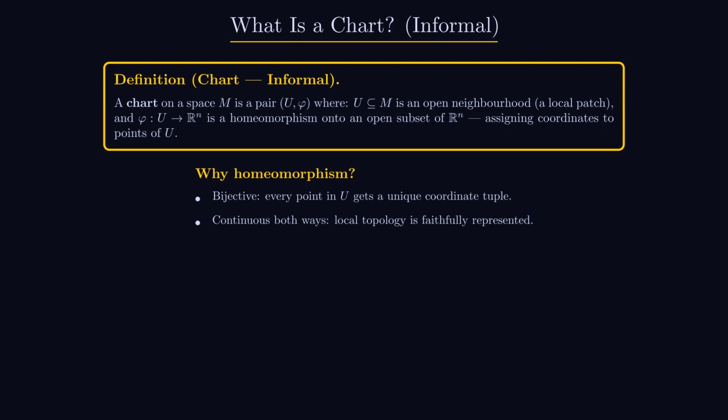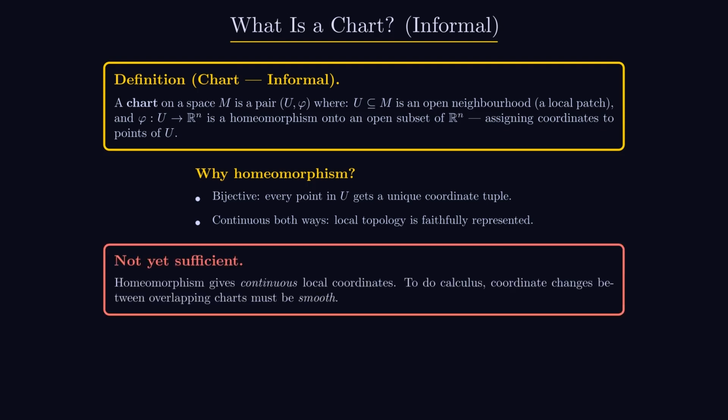But homeomorphism alone is not sufficient. It gives us continuous local coordinates, which is good for topology, but not for calculus. To differentiate, the coordinate changes between overlapping charts must be smooth. Here is the geometric picture of a chart.